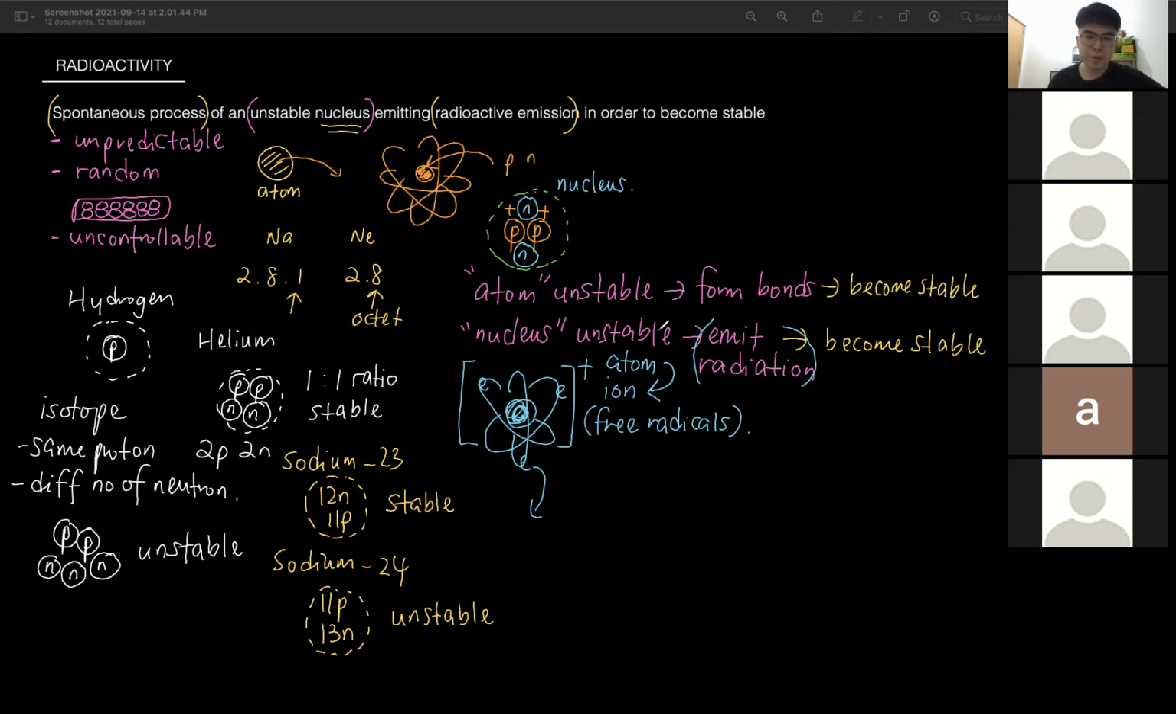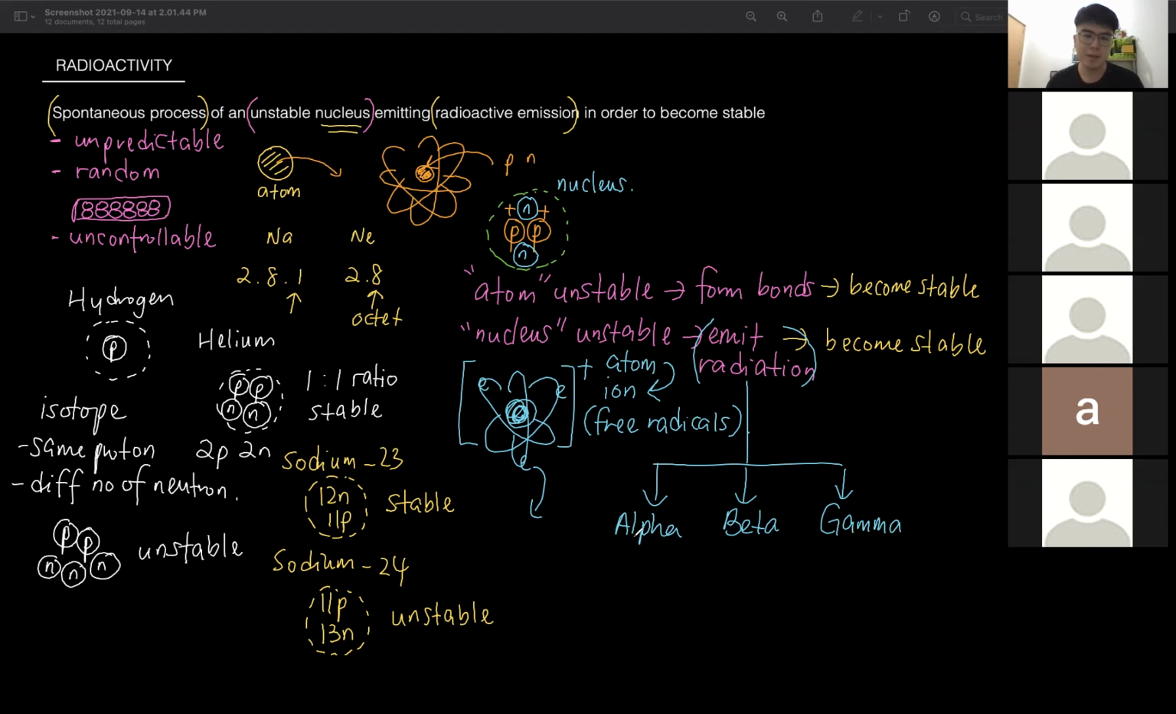Okay, now we talk about radiation and the danger of radiation. Now we look at how many types of radiation there are in this chapter. When a nucleus becomes unstable, it gives out radiation in the form of three radiations. First, we call it alpha radiation, and then we have beta radiation, and we have gamma. You may already be familiar with gamma, right?